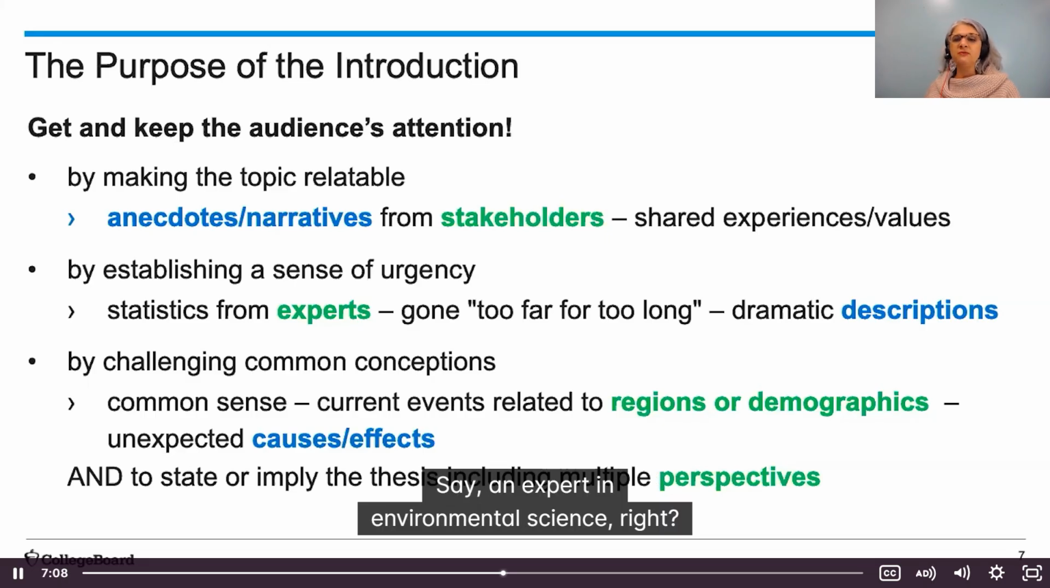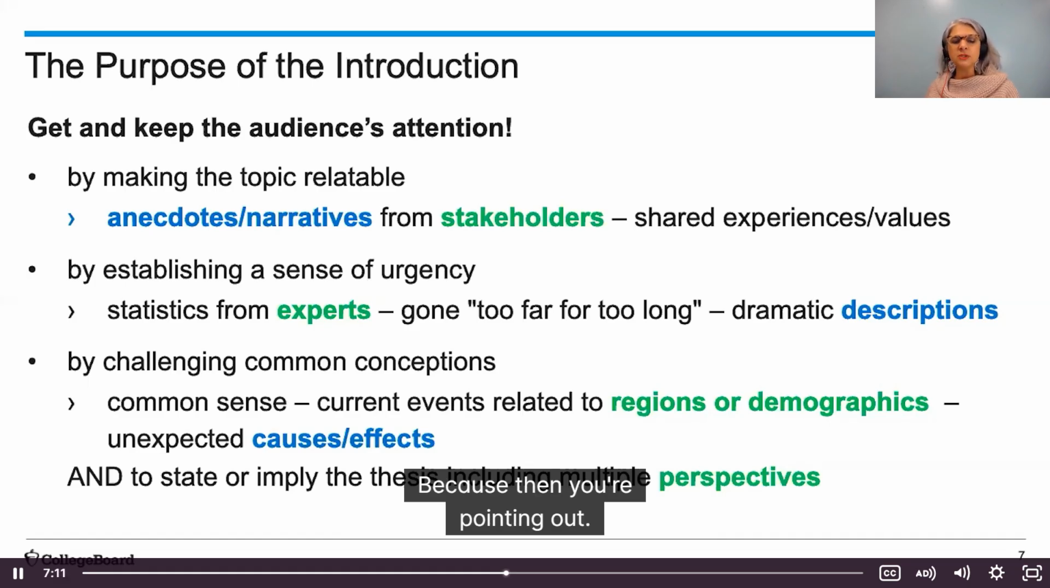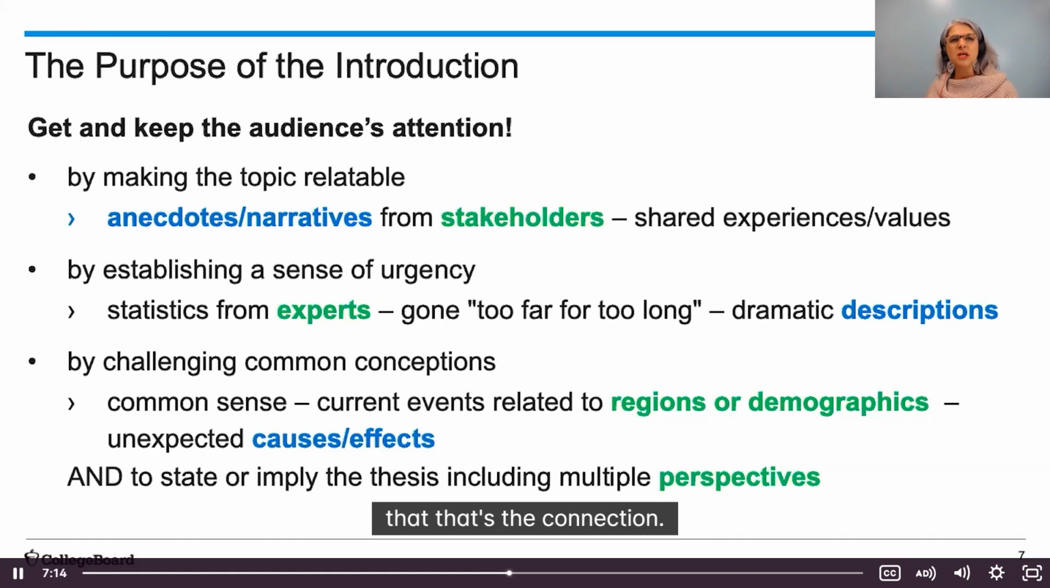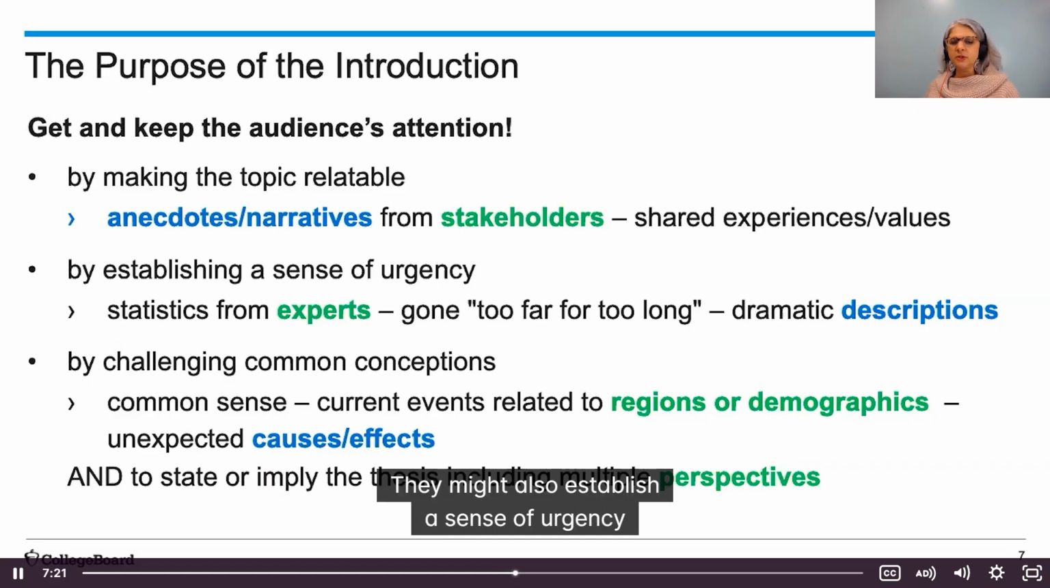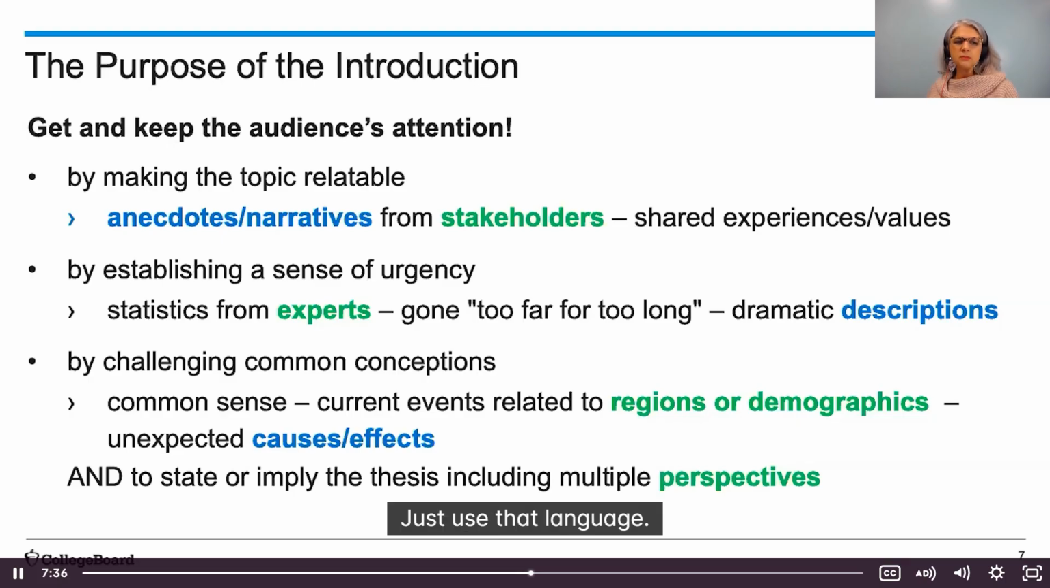Say an expert in environmental science, right? Because then you're showing that you understand the connection: this person is an expert in a particular field. They might also establish a sense of urgency by including some dramatic descriptions. Well, a description is a pattern of development. So just point out that the minor claim describes, right? Just use that language. We're not going to go through all of these in turn, but you can come back to this.